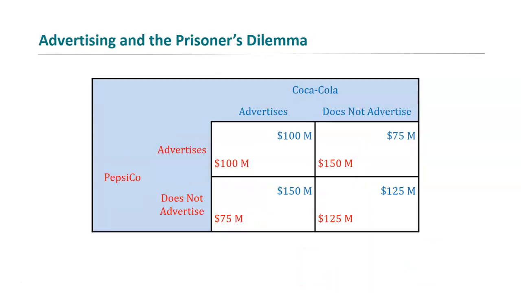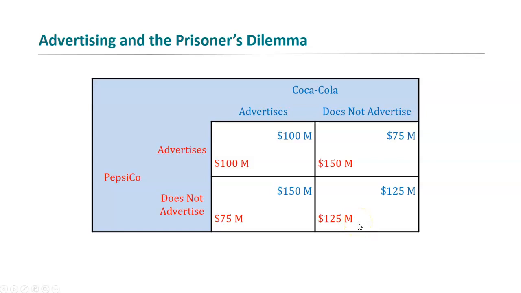Now, here's another place that the prisoner's dilemma shows up, and we discussed this some when we talked about monopolistic competition and advertising. So say we have two competitors, Coke and Pepsi, and they're trying to decide, should I advertise or not? And it turns out if nobody advertises, then we're down here in this cell where everybody has $125 million. That's pretty nice. That's awesome. If we could get together and decide, let's just not advertise, then we'd run away with a lot of money each.